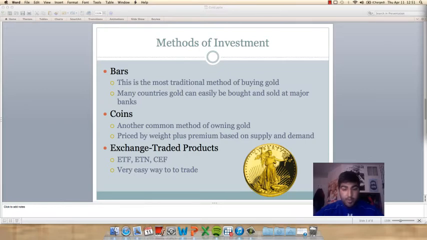The next method of gold investment is in exchange-traded products. This consists of exchange-traded funds, exchange-traded notes, and closed-end funds, which make trading gold similar to buying shares in the stock market. Gold exchange-traded products remove the inconvenience of storing physical gold.